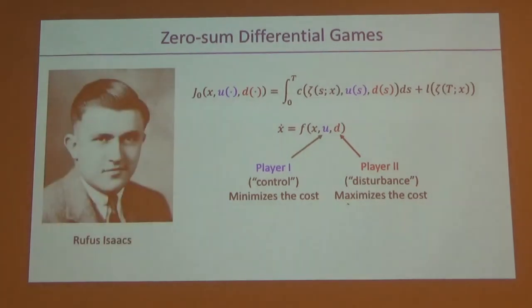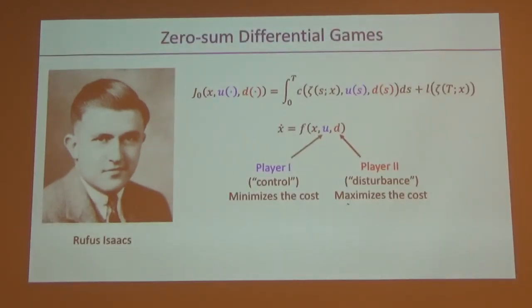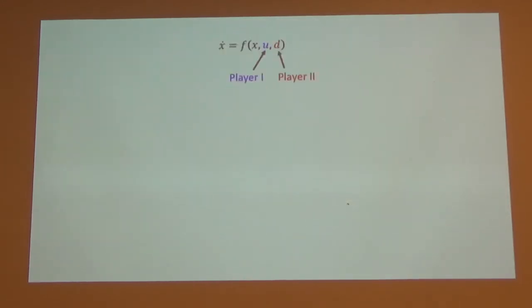Really, these games were studied heavily by Rufus Isaacs in the 1960s when he was working at the RAND Corporation. I think his time was overlapping with Bellman, and so Bellman was studying dynamic programming, and Isaacs was studying differential games at that point. Anyway, here again, we want to find the control sequence which, from U's perspective, minimizes this cost functional, and we want to find the control sequence from D's perspective that maximizes this cost functional.